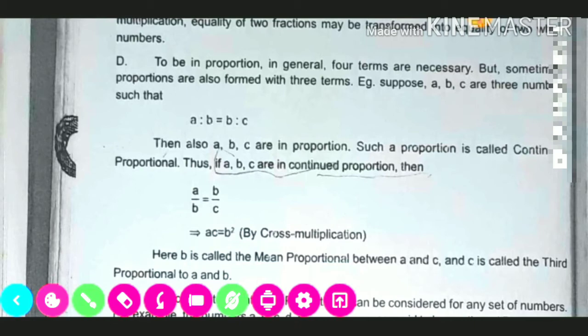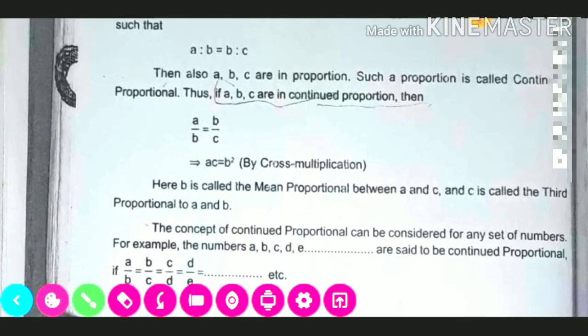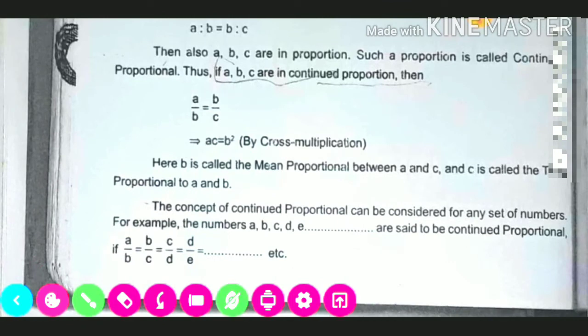Thus, if A, B, C are in continued proportion, then we can write A divided by B is equal to B divided by C. By cross multiplication we get A into C, AC, and B into B, B squared. Here, in continued proportion, B is called the mean proportional between A and C. Remember this line. And the last term C is called the third proportional to A and B.